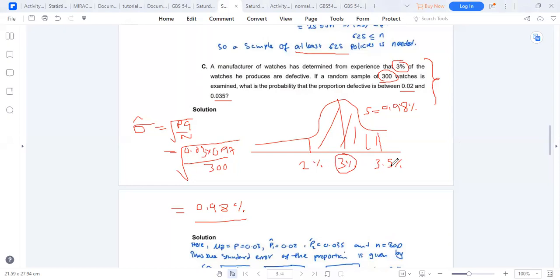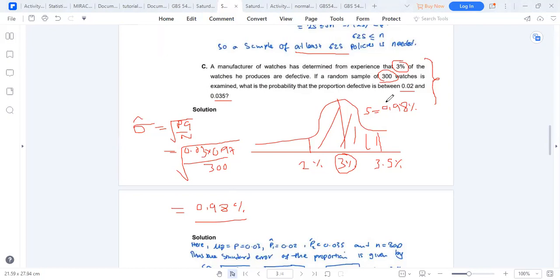So our standard deviation, or standard error, has to be calculated. For a proportion, it is the square root of PQ over N. Our P is 3%, our Q, meaning 97%, over N, the sample size. This will give us our sample standard deviation, which is 0.98%.